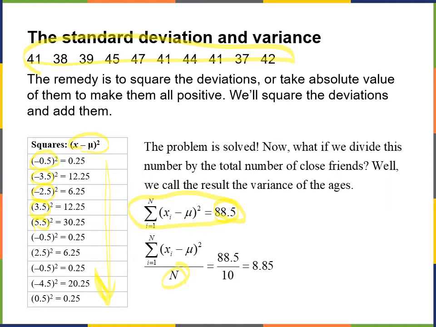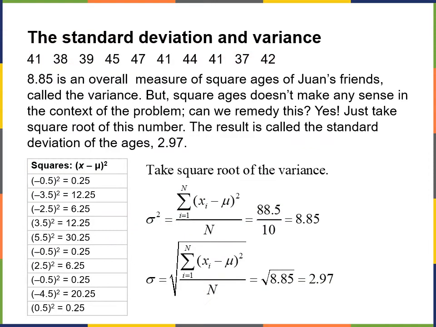And so what we'll do is divide by the total number of data values after we sum up the square of all those deviations. And what we're going to get is this number, 8.85. That number right there is what we're going to call the variance. That is the variance of the ages. Now, that variance is the measure of the square ages of all of her friends.